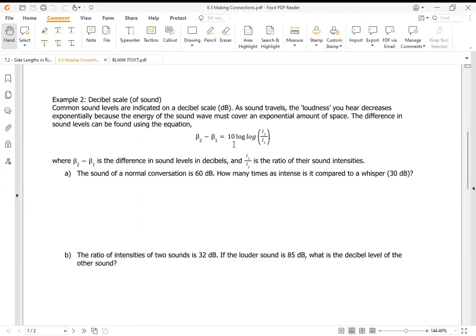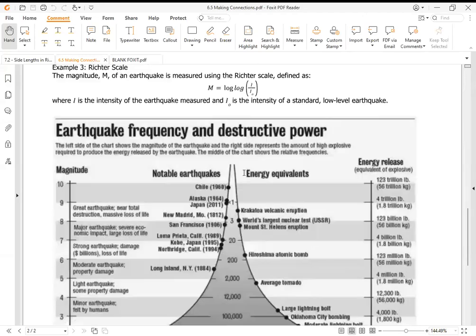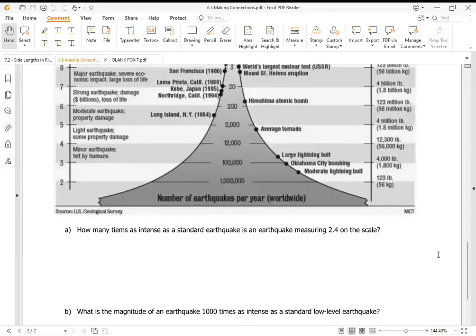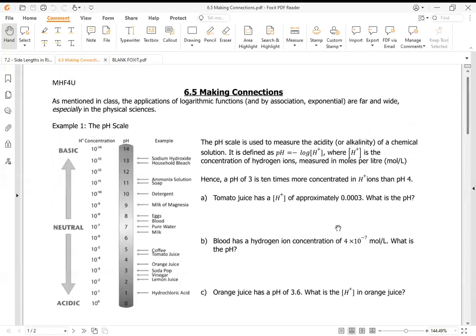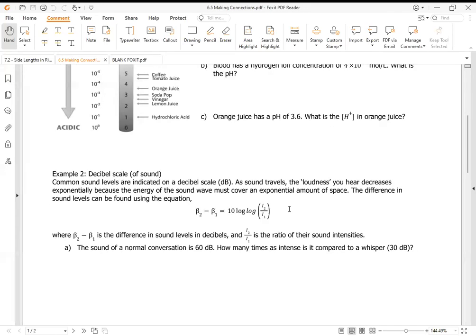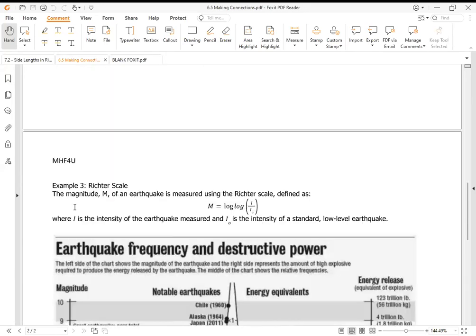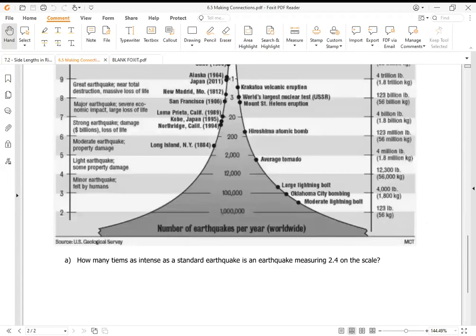I'm going to provide a variety of formulas that can be used to describe different circumstances, whether it is acid or base levels in pH, whether it is talking about sound in decibels, whether it is how destructive an earthquake is, and so on and so forth.